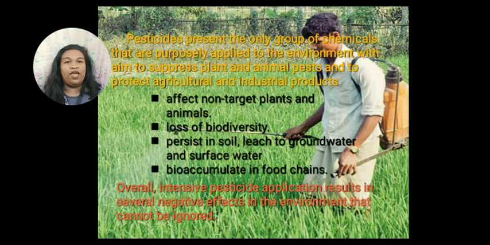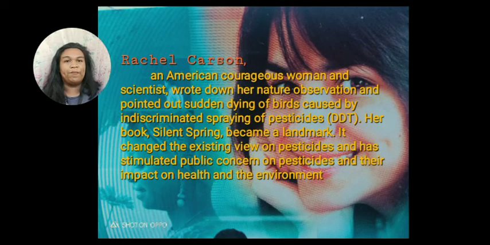It can affect non-target plants and animals. It can also cause loss of biodiversity. It can persist in soil and leach to groundwater and surface water. It can bioaccumulate in food chains. Overall, intensive pesticide application results in several negative effects in the environment that cannot be ignored.